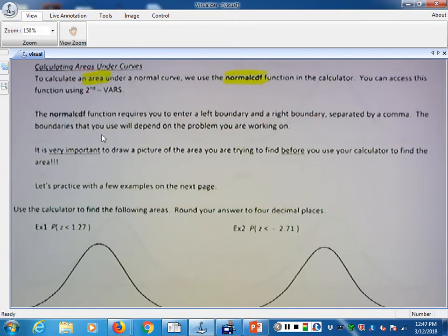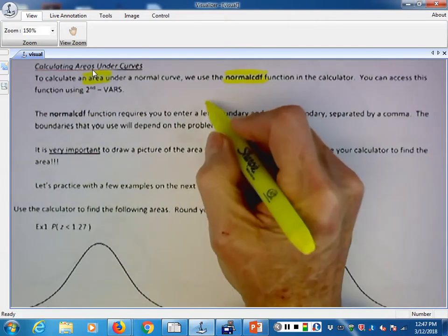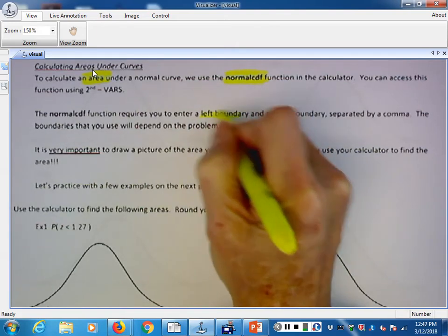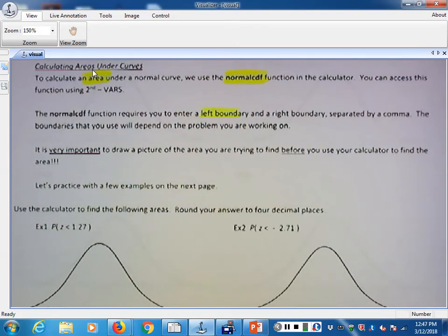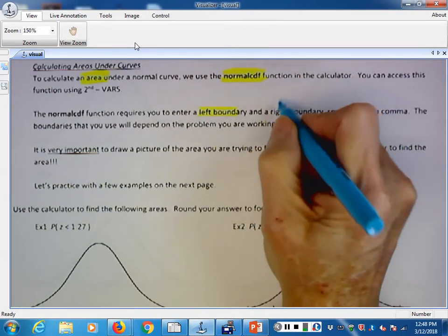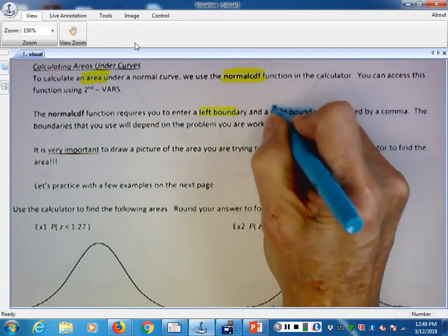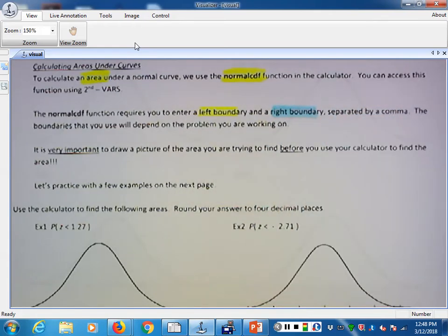So what this is going to require you to do, and this is also important, normal CDF requires you to enter a left boundary and it's going to require you to enter a right boundary. So you're going to have to tell it where to start and where to stop. And that's going to be separated by a comma. The boundaries that you use are going to depend on the problem that you're working with.